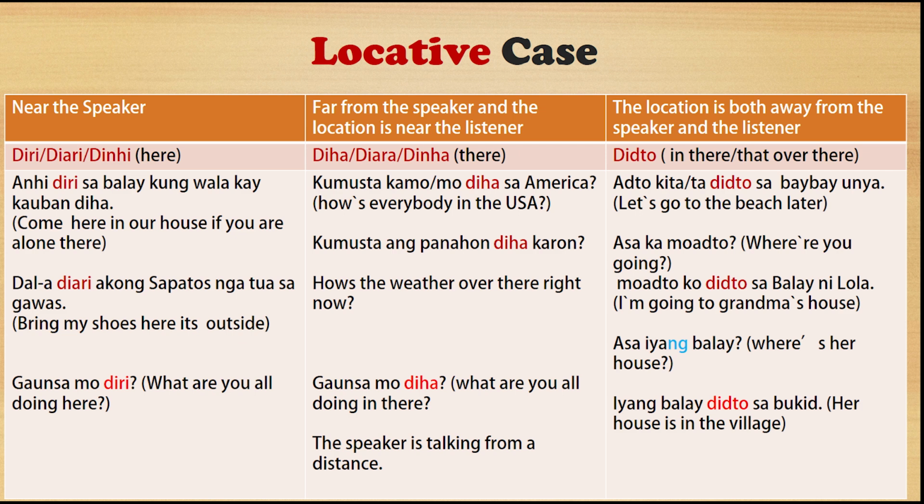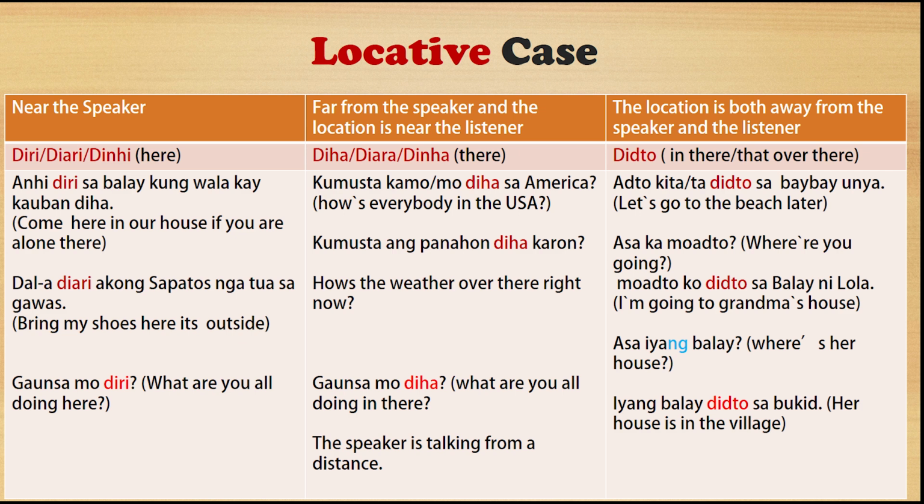So kumusta ang panahon diha karon? How's the weather over there? Right now. Karon. Now. Panahon. Weather. Gaunsa mo diha? So what are you all doing there? So you say, what is everybody doing there? In English. Gaunsa mo diha? Okay, so it means the speaker is talking from a distance. Maybe you're on the phone.